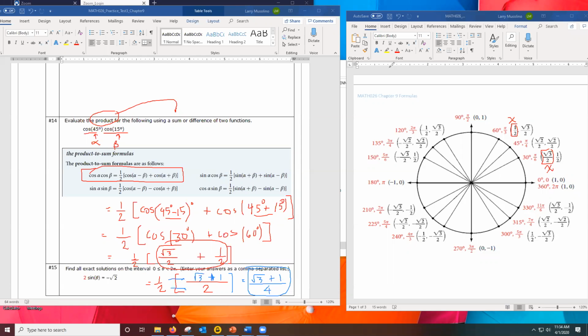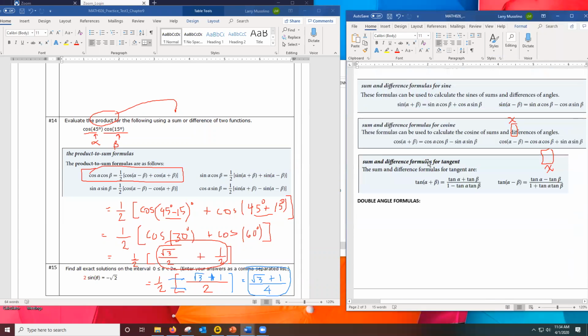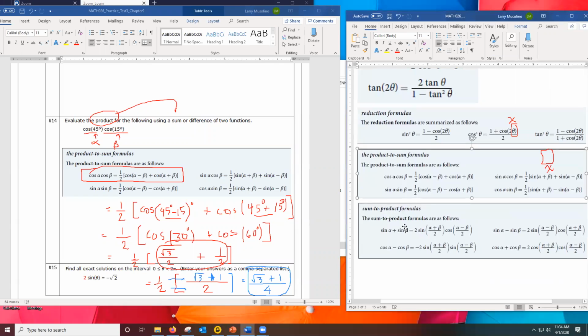All right, folks, any questions on these examples? 15. Yep, you can probably see that these examples were really based on matching the problem that you were given to one of these different formulas that are on this Chapter 9 summary.